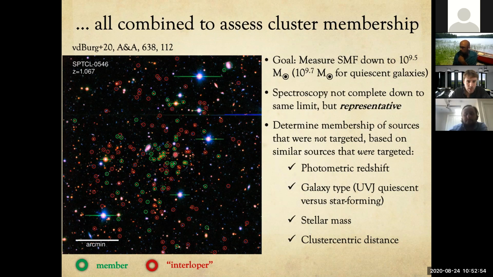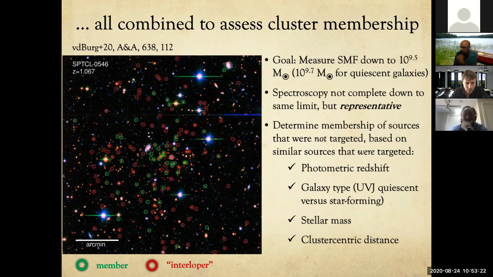But as you can already see here in this figure, in red and green are the spectroscopic targets. Of course, not all galaxies were targeted. That's impossible in any reasonable survey. So the spectroscopy is not fully complete down to this limit, but it is representative. So all galaxy types have been probed spectroscopically.